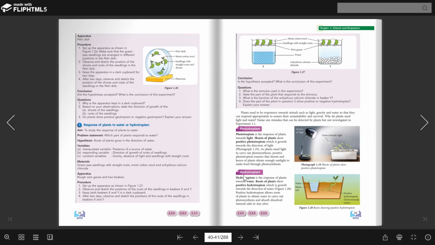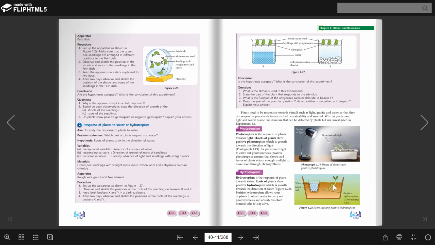The next one is hydrotropism. Phototropism, we know, is a response towards light. Now, hydrotropism is a response of the plant towards water. Basically, the root of the plant will show positive hydrotropism. Why? Because we know that the one that absorbs the water is the root, which grows towards the direction of the water. As you can see here, the root will show positive hydrotropism because it grows towards the water.